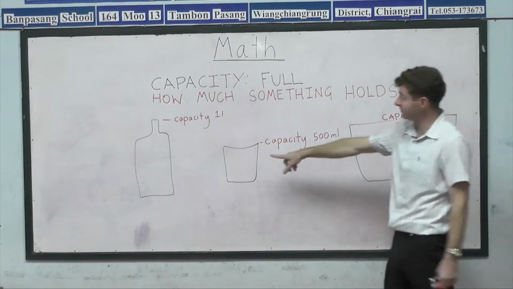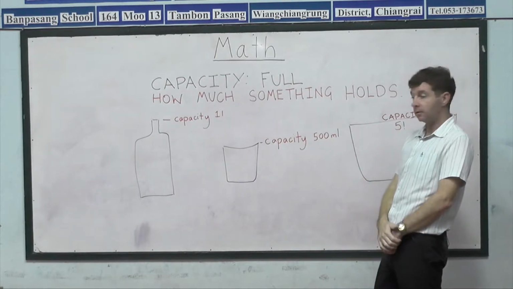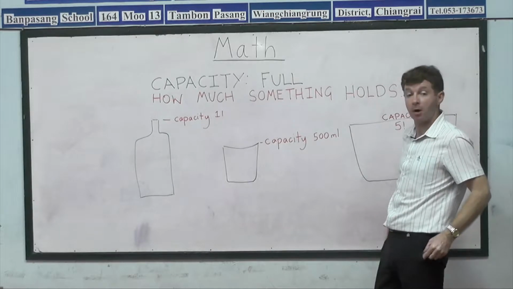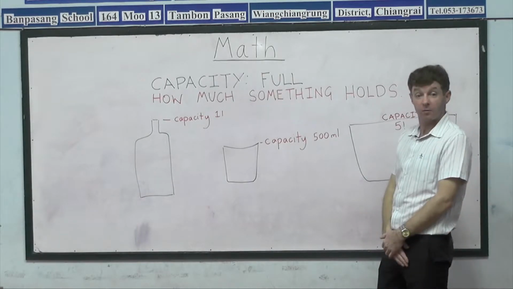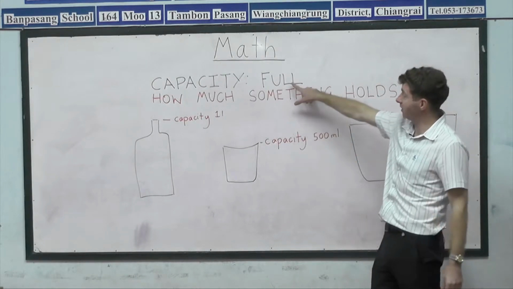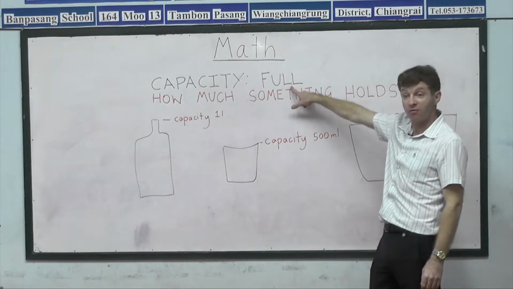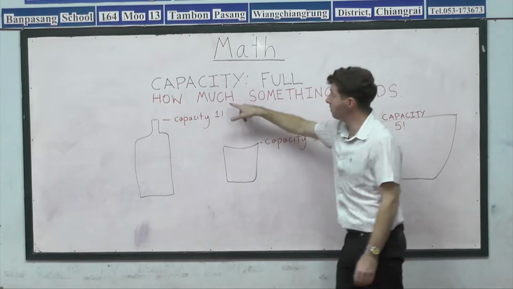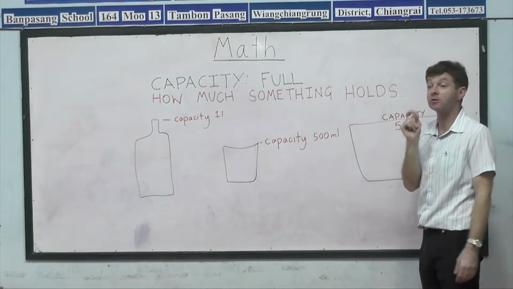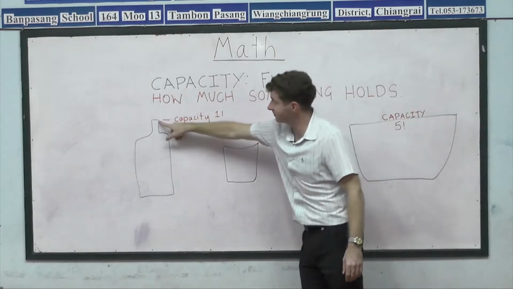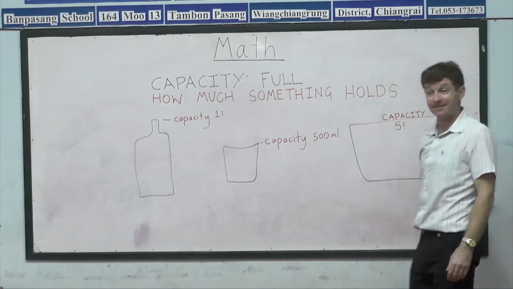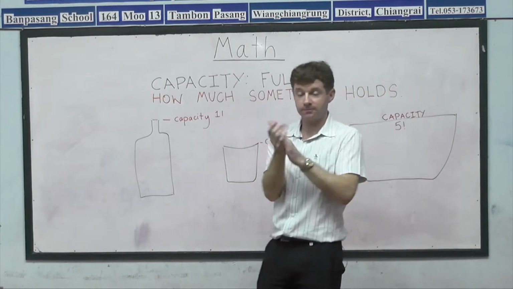What is the capacity of the cup? 500 milliliters. And what is the capacity of the bottle? 1 liter. And when we talk about capacity, we're always talking about full. How much something holds. So to find out the capacity, we always look at the top. Excellent, guys. Well done. Round of applause.